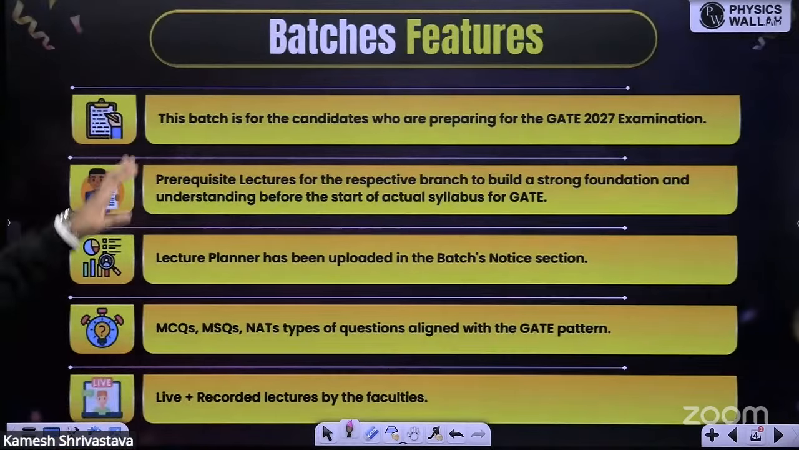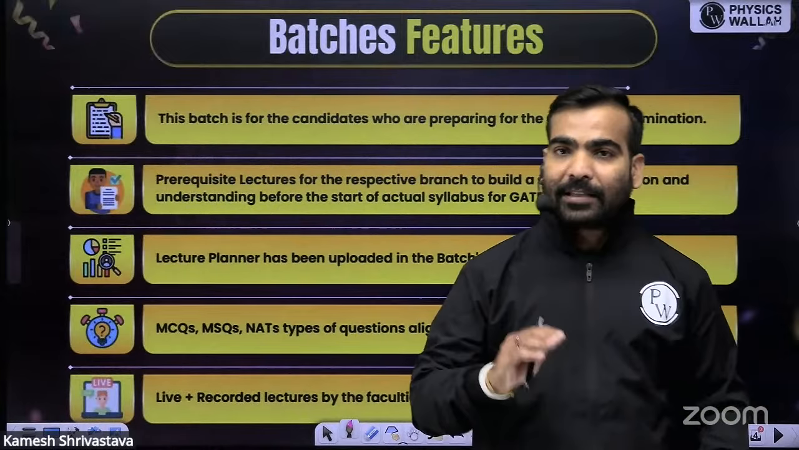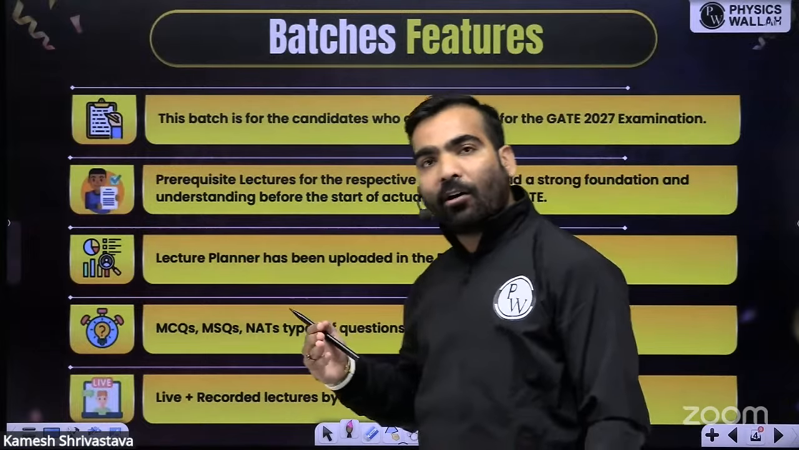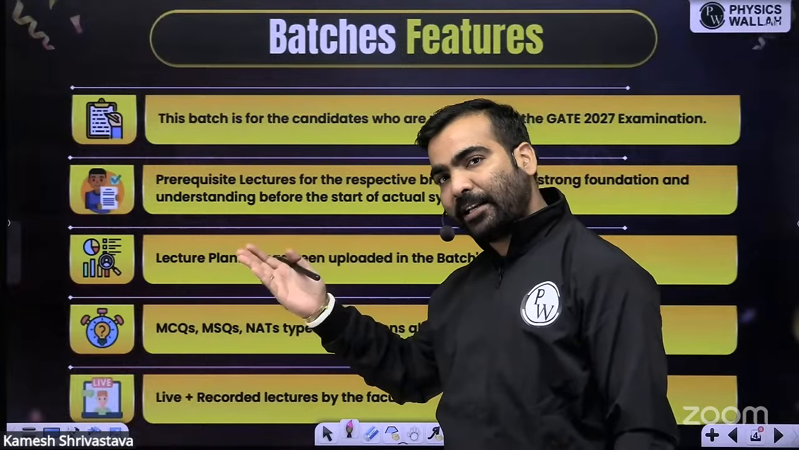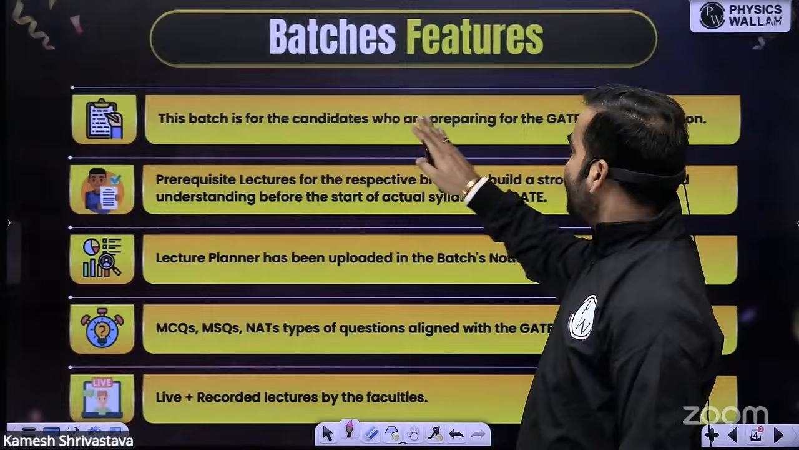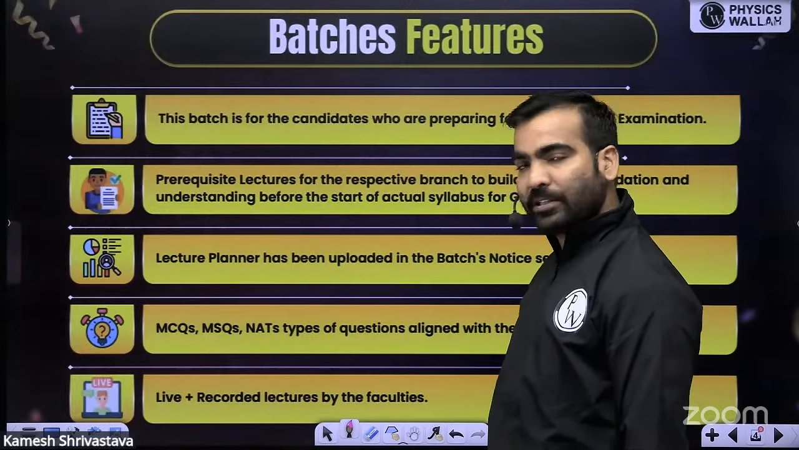Okay, so the first slide is batch features. First of all, I am telling you what batch features you are getting on PW. Suppose you enrolled in any one of these batches, depending on your branch, electrical or electronics. You will be getting this batch for candidates who are preparing for the GATE 2027 examination. This batch is for those students.